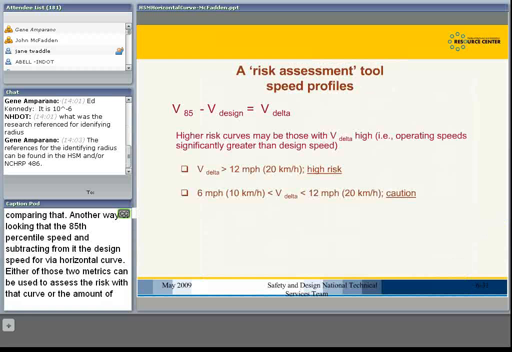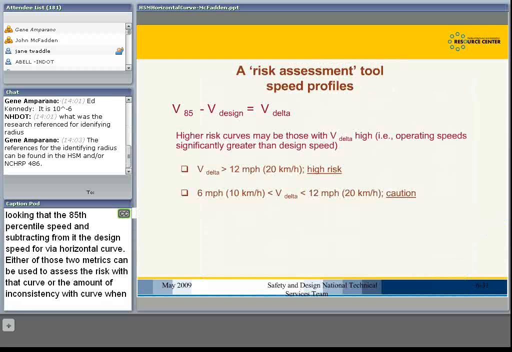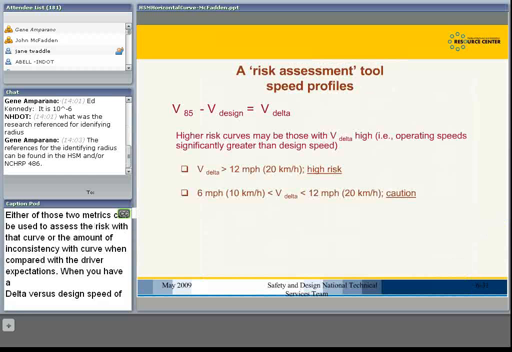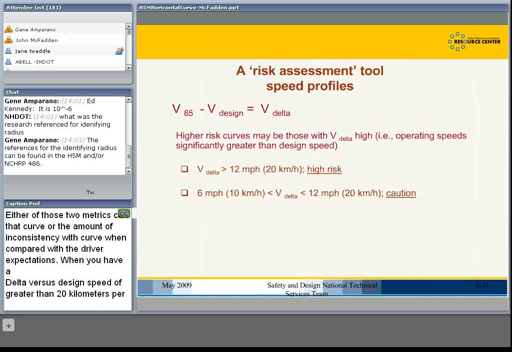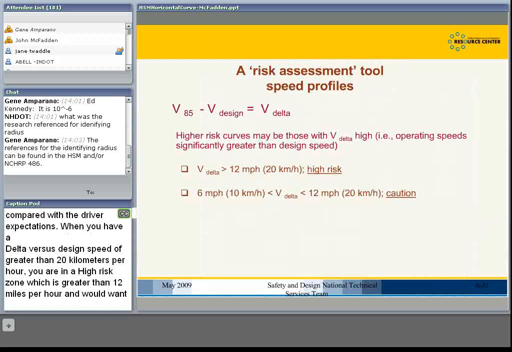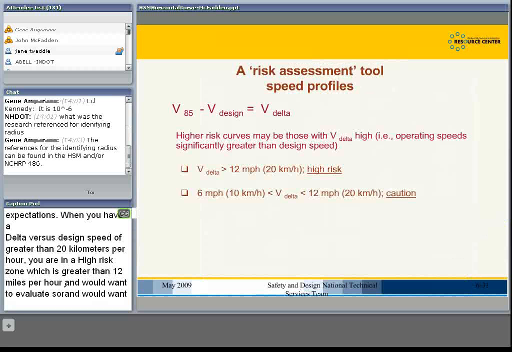Either of those two metrics can be used to assess the risk associated with that curve, or the amount of inconsistency of that curve when compared to drivers' expectations. When you have a delta of operating versus design speed of greater than 20 kilometers per hour, you're in a high-risk zone, which corresponds to greater than 12 miles per hour.